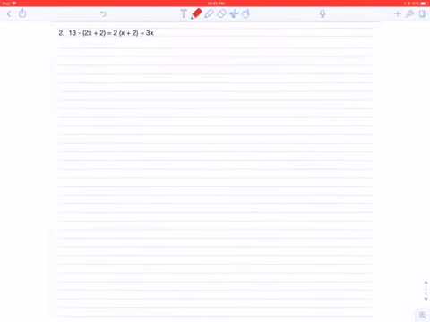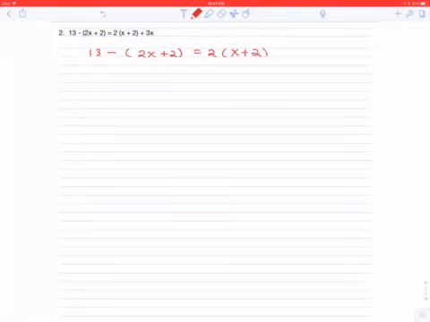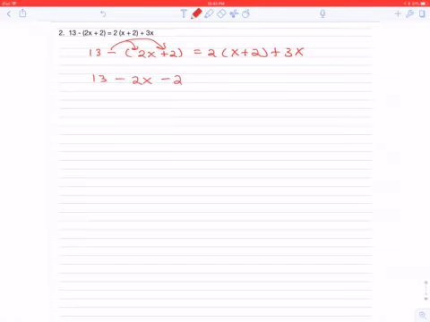This next equation has parentheses in it. I need to get rid of these parentheses. So I have 13 minus, in parentheses, 2x plus 2 equals 2x plus 2 plus 3x. I'm going to distribute the negative to each term inside the first set of parentheses. The effect that will have is to change the sign of each term. So I get negative 2x minus 2.